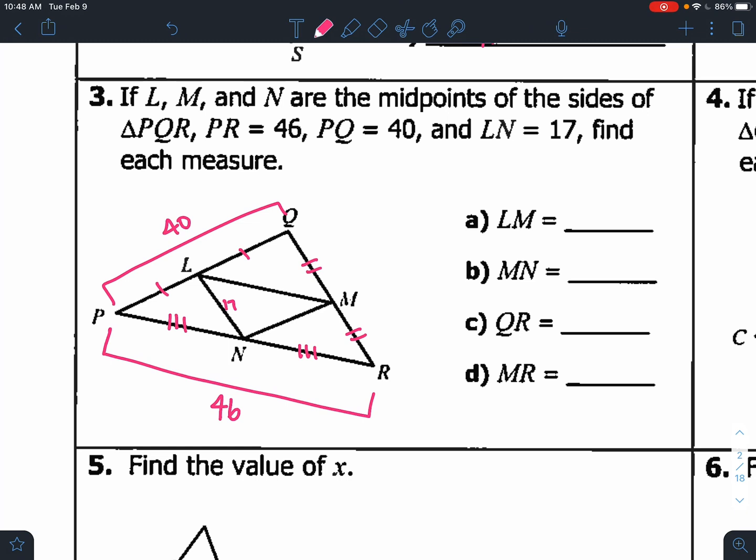If PQ is 40, then NM is half of that, or 20. If LN is 17, then the entire distance across will be 2 times that, or 34. And if PR is 46, then half of that will be LM, which is 23. So LM is 23, MN is 20, QR is 34, and MR will be half of that, 17.